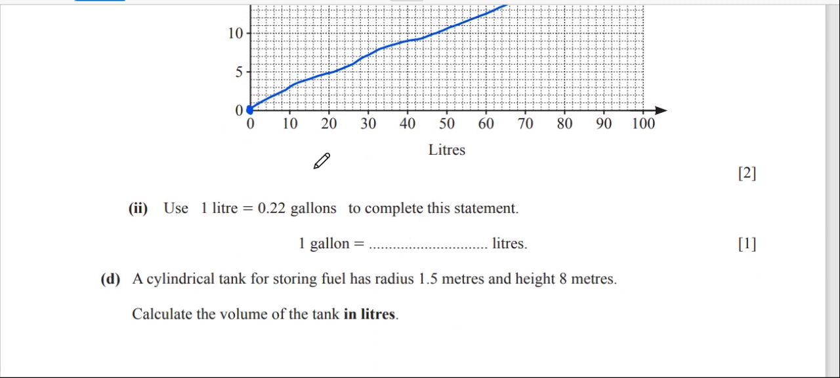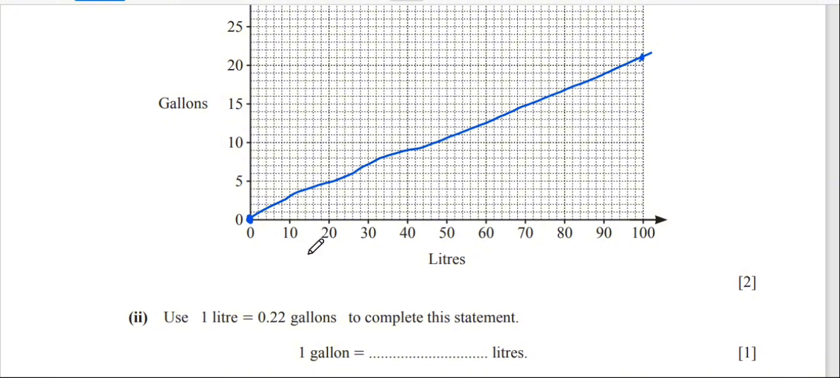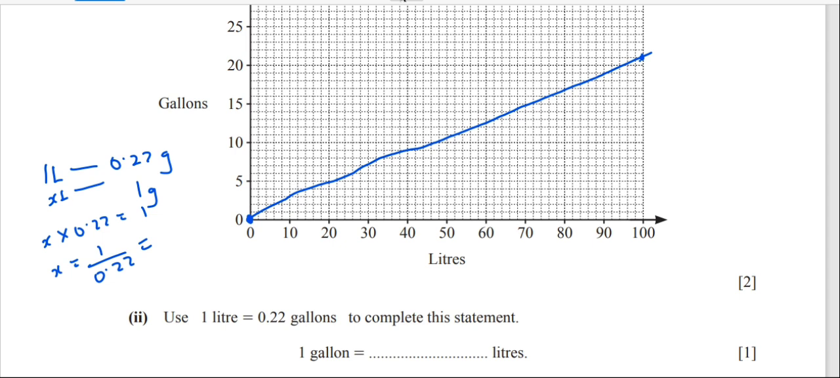All right, so they now say that 1 gallon is equivalent to how many liters. So from this now, we should be able to convert a gallon to liters. Okay, so we can use proportion. They don't say we should use our graph. They say just use 1 liter is 0.22 gallons to complete the statement. So how am I going to do that? 1 liter will give me 0.22 gallons. Therefore, 1 gallon will give me x liters. So you cross and multiply there. That will give you x times 0.22 equals 1. That means x equals 1 over 0.22. That will give you 4.54. So you can come here and say 1 gallon is equivalent to 4.54 liters.